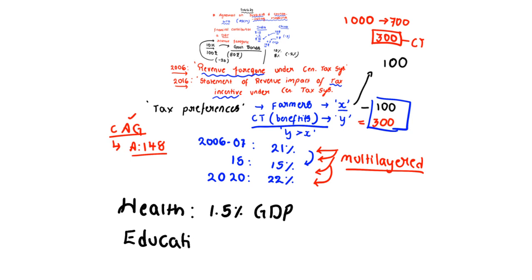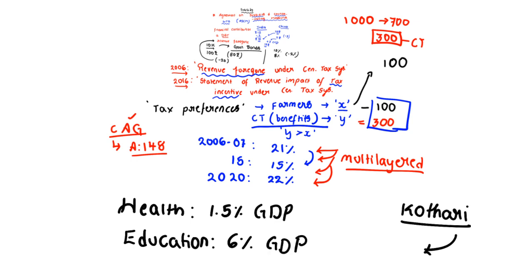Clear? And in the same way, there is one commission on education called the Kothari Commission. That Kothari Commission asked to increase the spending to 6% of GDP, and right now we are somewhere around less than 2% of GDP. We are not doing these things, but we are going on the unnecessary aspects of freebies.